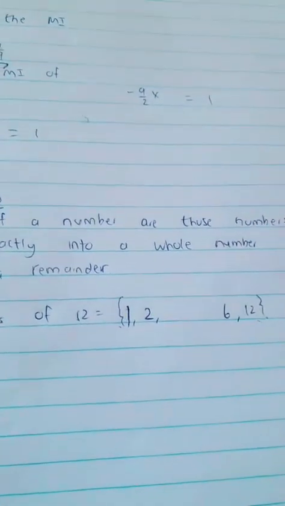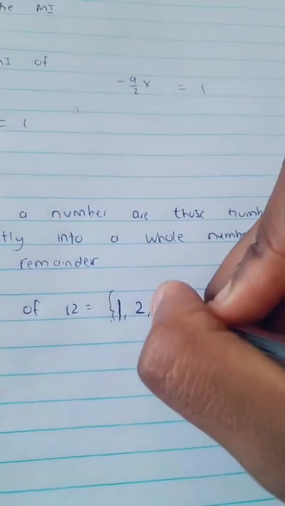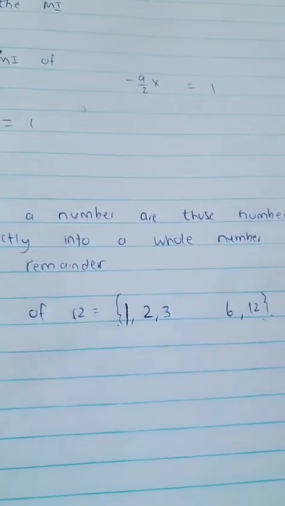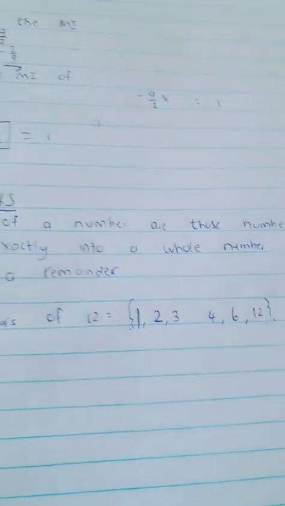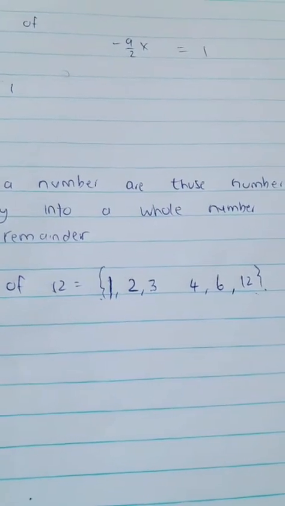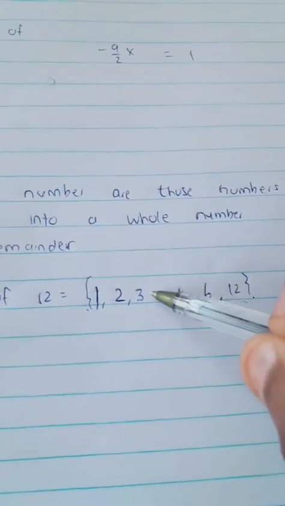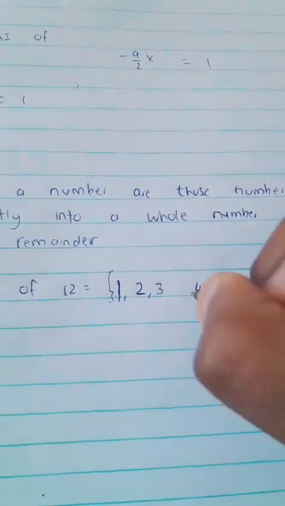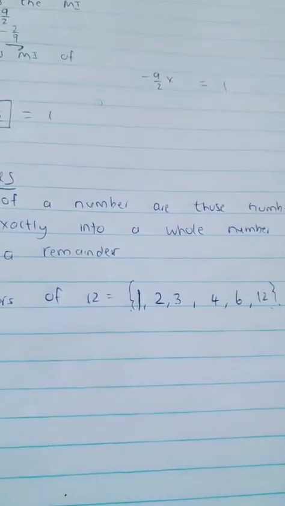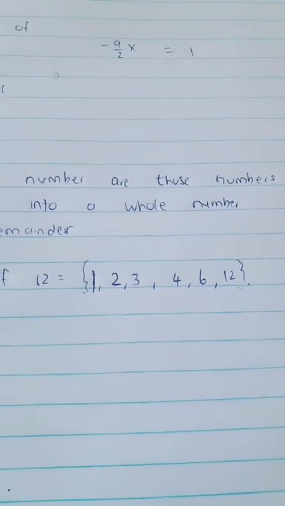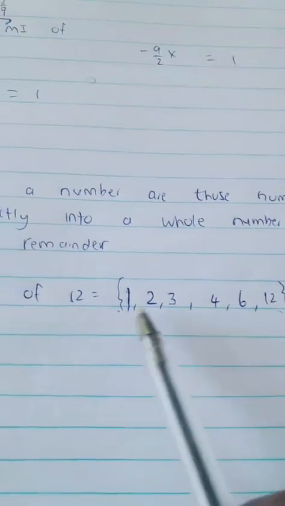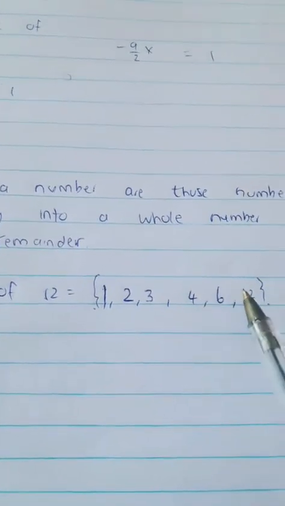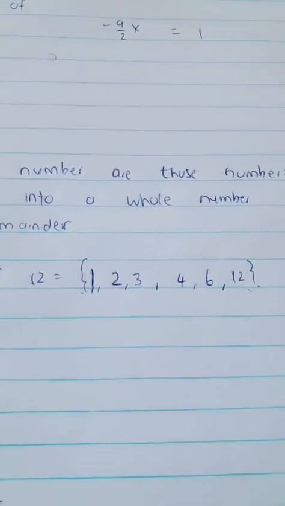After 2, we have 3. Does 3 go into 12? Yes, 3 does go into 12. How many times? 4 times. After 3, we have 4. 4 is already there. 5. Does 5 go into 12? No. So basically, these are our factors. The factors of 12 are 1, 2, 3, 4, 6, and 12. Very important.